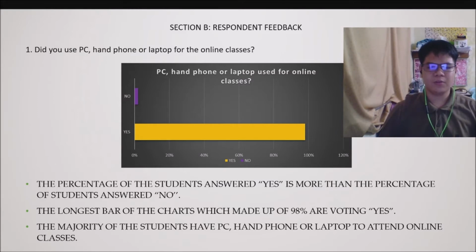In this graph, we can see the percentage of students who answered yes is more than the percentage who answered no. The longest bar of the chart is made up of 90% voting yes, and the shortest bar consists of 10% voting no. So the majority of the students have a PC, handphone or laptop to attend online class.